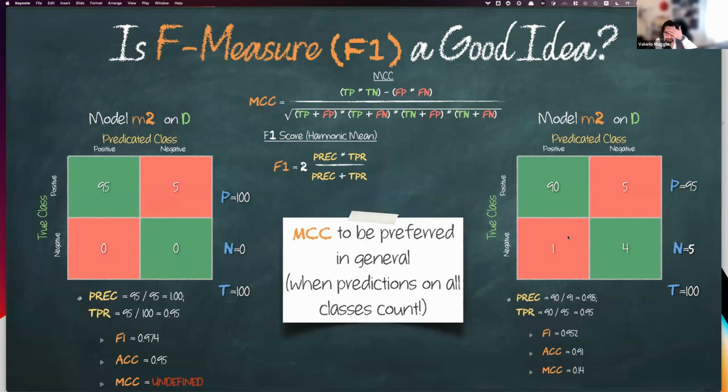I should probably mention that the MCC, different from the other metrics, doesn't go from 0 to 1, it goes from -1 to 1, and essentially you have to read this metric in this way. -1 means you're classifying the classes in a completely opposite way, so positive from the negative and the other way around. MCC of 0 means random prediction, and MCC of 1 means good prediction. So takeaway message from here: MCC is to be preferred in general when predictions on all classes count.